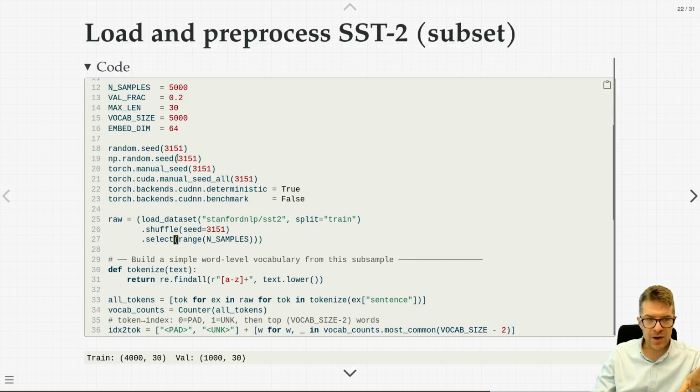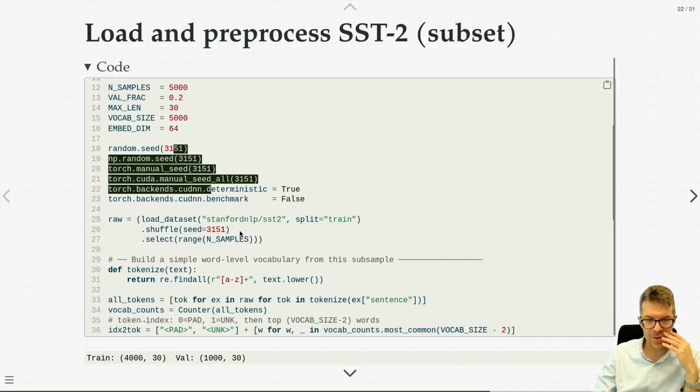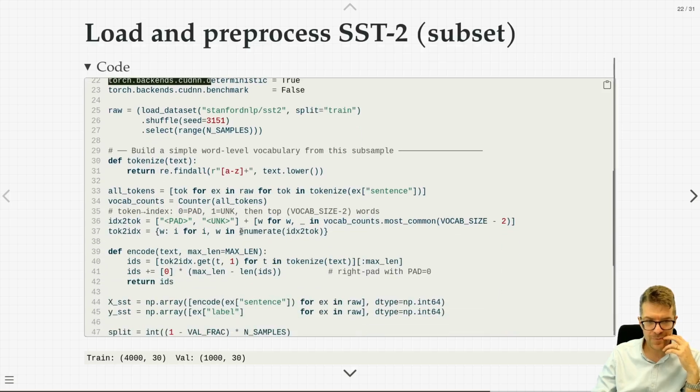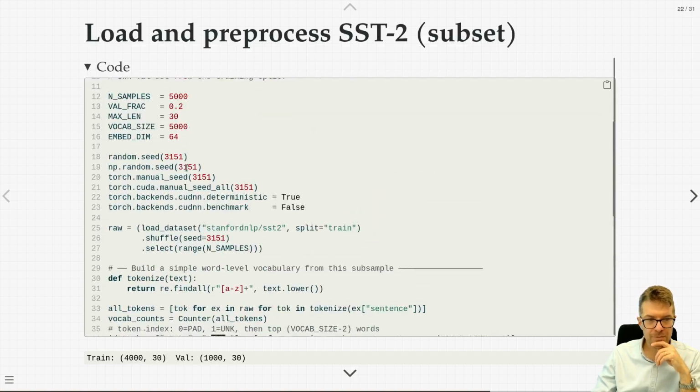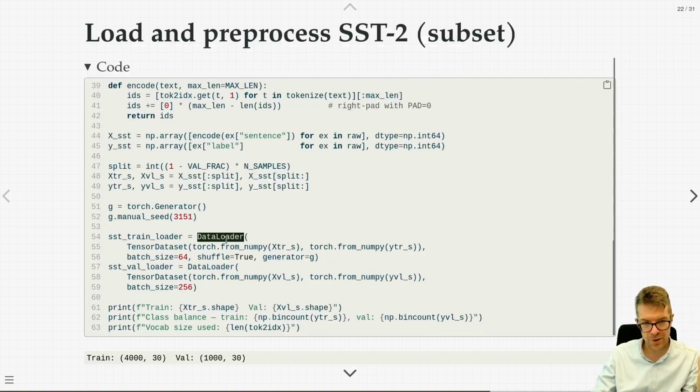There's a lot of other things going on here. Here's where I set all my seeds to be the magic number 3151. We tokenize. We pad. There's a lot going on here which is beyond the scope of this class. Like you don't need to know what unknown word means. That's going to be for your classes on natural language processing. At the end of this code, we also use data loaders, like as usual. We have a training and validation. We have 4,000 training data points, 1,000 validation data points.